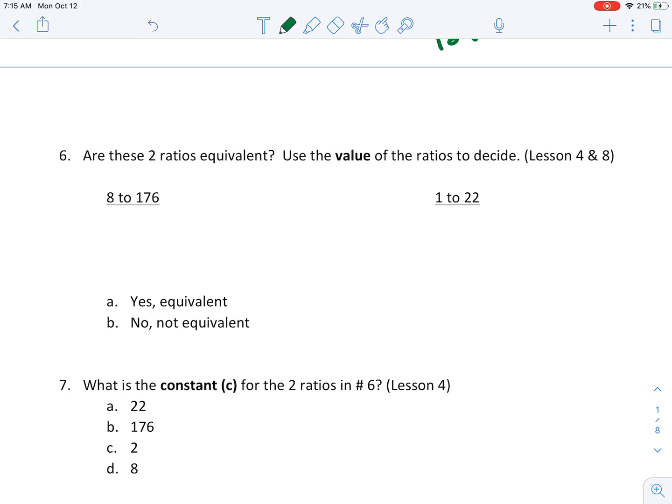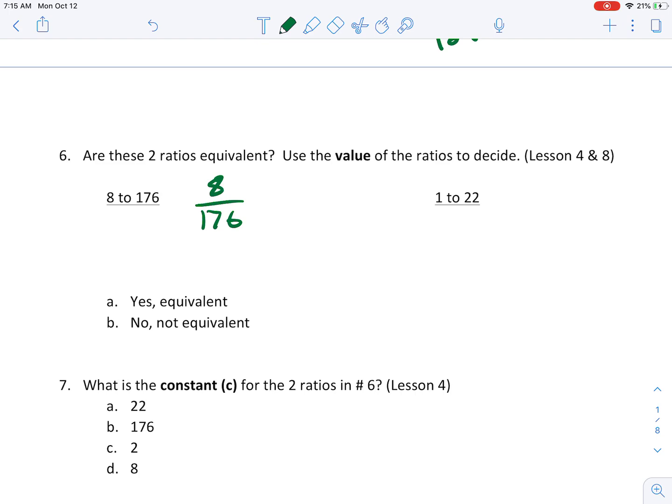Use these two ratios. Are these two ratios equivalent? Use the value of the ratios to the side. Well, you have 8 to 176 and 1 to 22. We have to find the value of them. So we know 8 to 176 is going to be 8 over 176 as a fraction. But that's not in lowest terms. We have to reduce this.